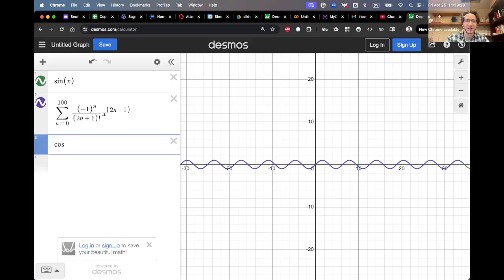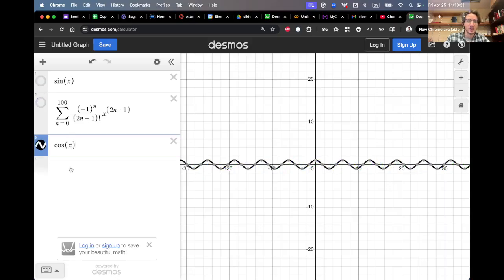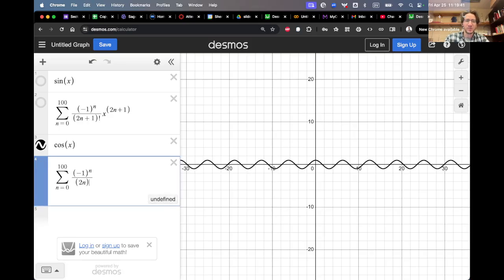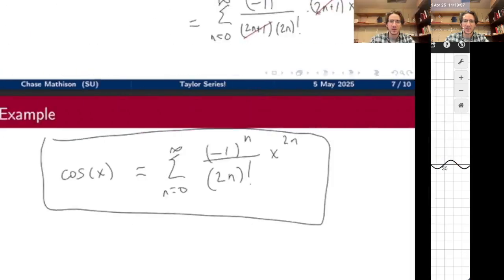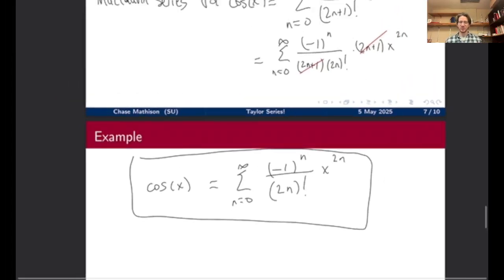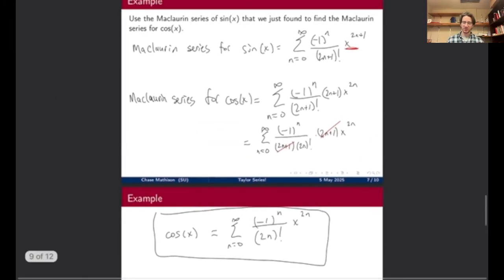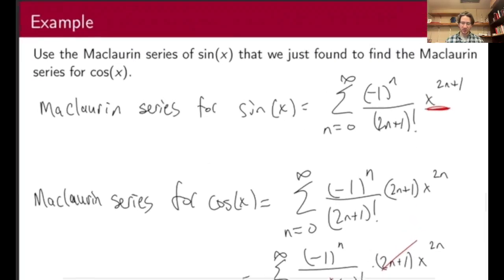So let's check this power series out. Here's cosine of x. Here's the sum n equals 0 to, again, technically infinity, but Desmos hates infinity. Minus 1 to the n over 2n factorial times x to the 2n. And there we go. They match up perfectly. So that's how, once you know the Maclaurin series for sine of x, you can find the Maclaurin series for cosine of x.